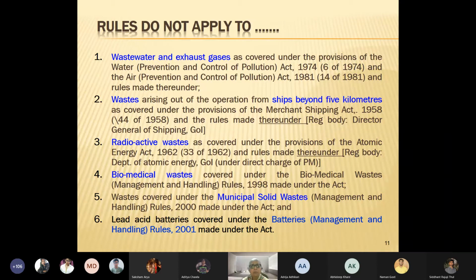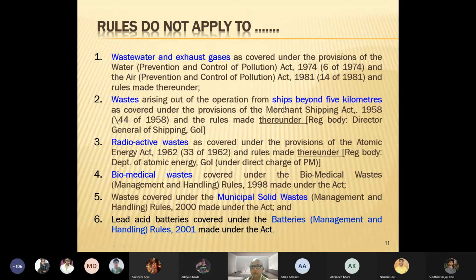If there is waste coming from ships that are beyond 5 kilometers from the coastline, they are governed already by the Merchant Shipping Act. So you can see that the Merchant Shipping Act is very old in comparison to the hazardous waste rules, which are 1989. Since they were already governed, they become an exception.